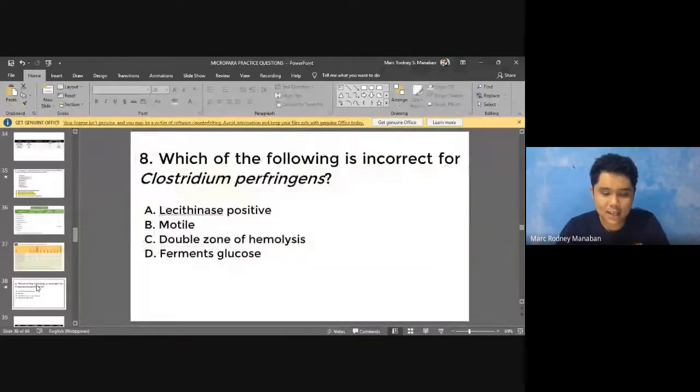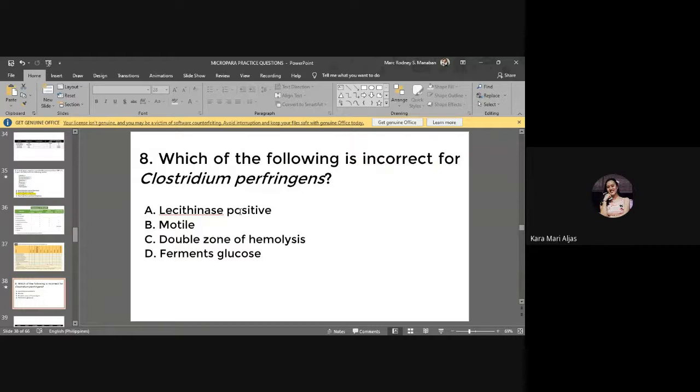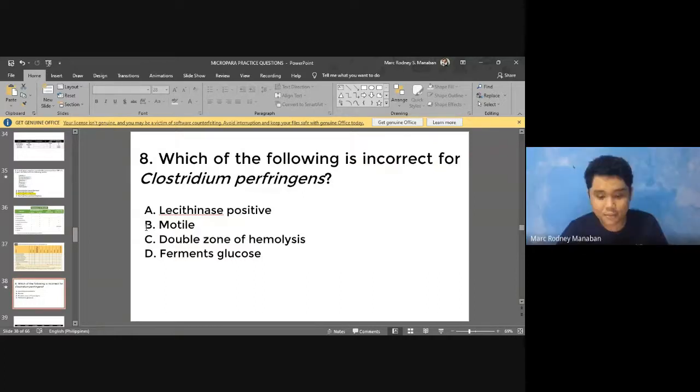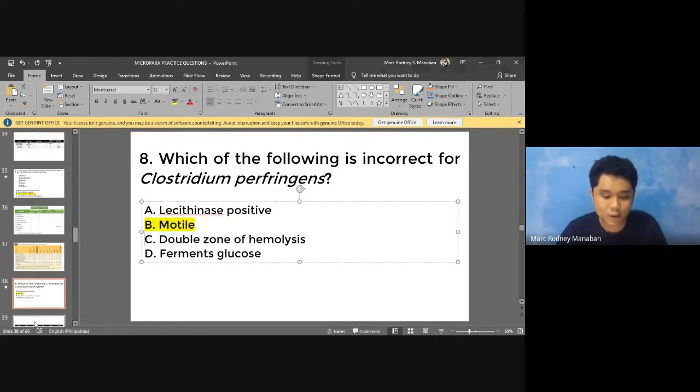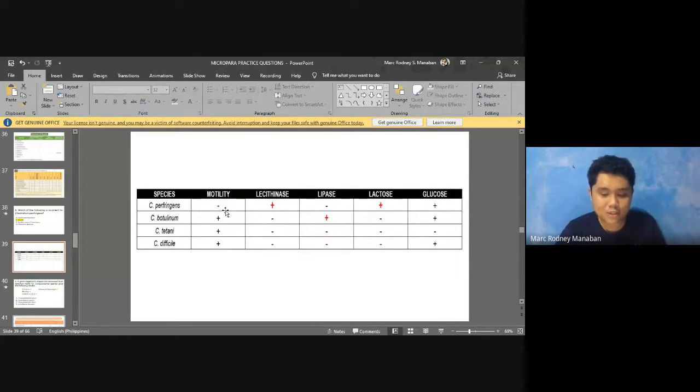Alright, okay. Next, number 8. Which of the following is incorrect for Clostridium perfringens? What's the answer? Incorrect. Motil. Very good. Letter B, motil. Because again, take note, C perfringens is the only non-motil species among the Clostridium. It's also the only one positive for lecithinase, alright? And it is positive for lactose fermentation. And for C. botulinum, it is the only one positive for lipase. Alright? Take note of that.